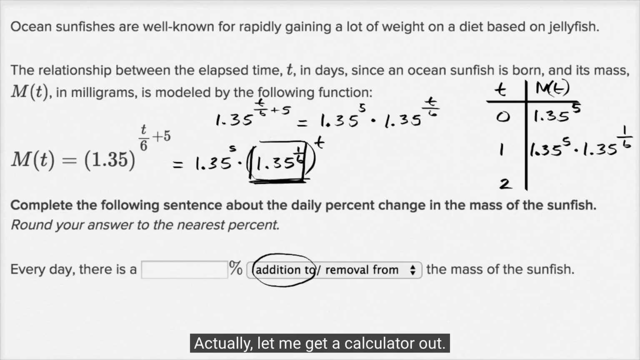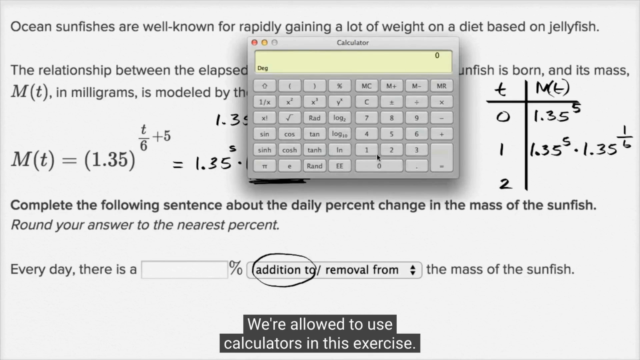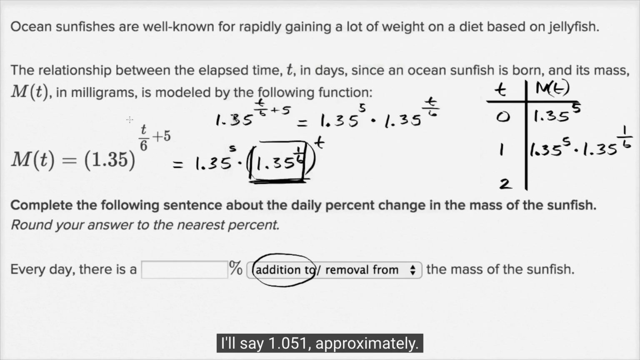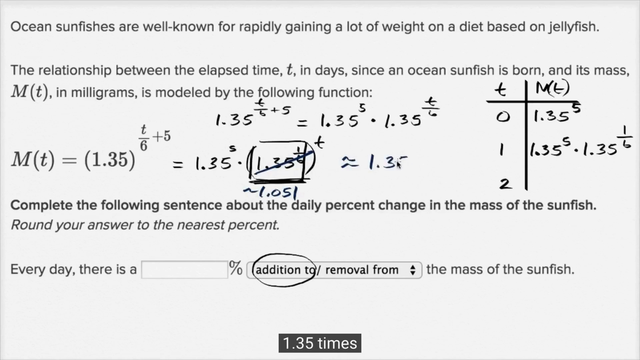Actually, let me get a calculator out. We're allowed to use calculators in this exercise. So 1.35 to the open parentheses, 1 divided by 6, close parentheses, power is equal to 1.05, I'll say 1.051 approximately. So this is approximately 1.051.